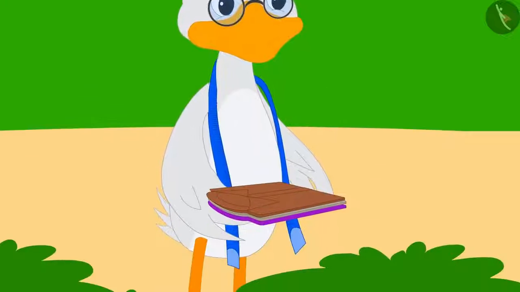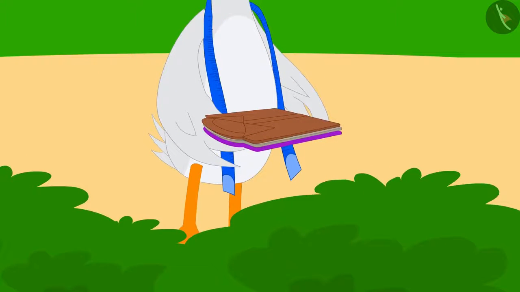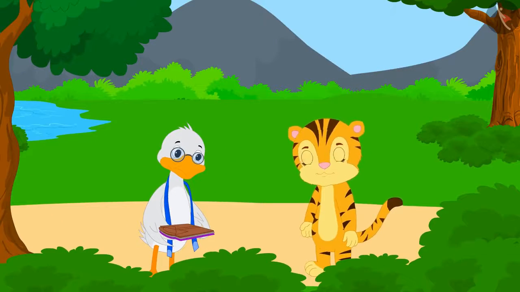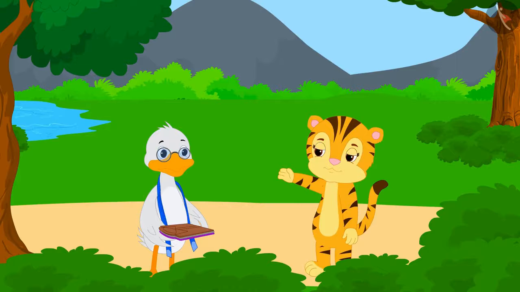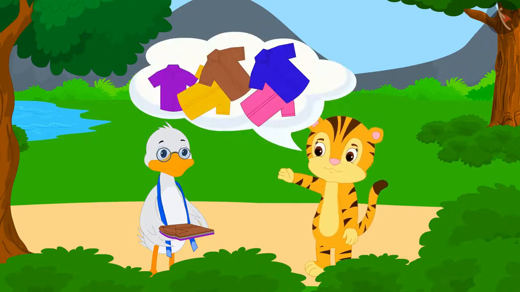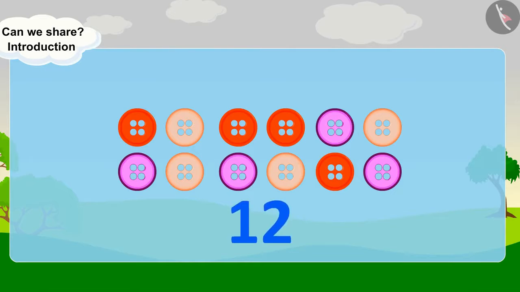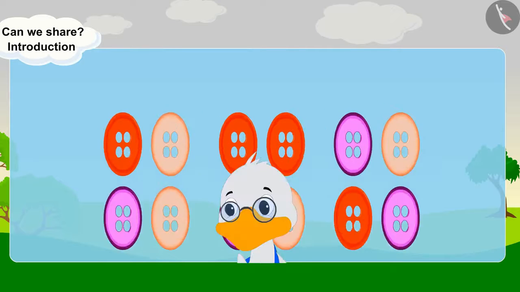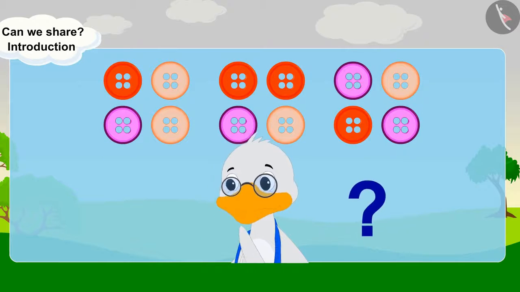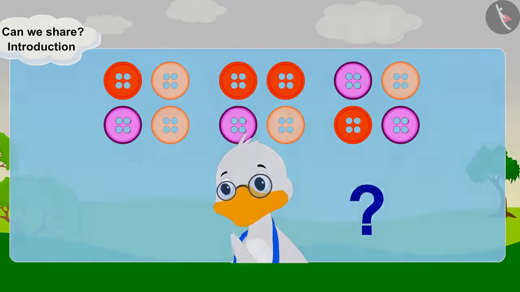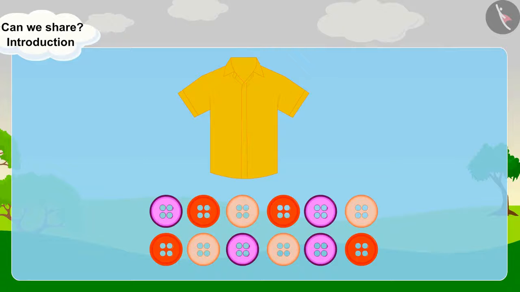What does Badbole tailor have in his hand? Sher Khan's mother asked Badbole tailor to make some shirts for Sher Khan's special friends. The tailor attaches 4 buttons to each shirt. He has 12 buttons. Let's see how many shirts will he be able to put buttons on.